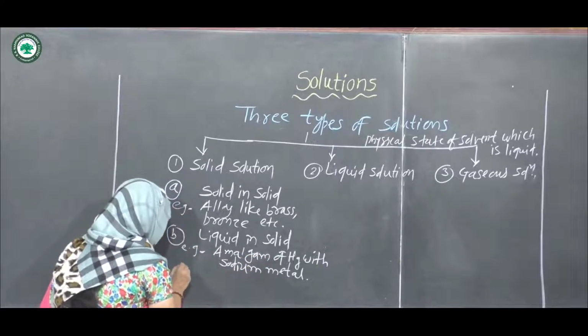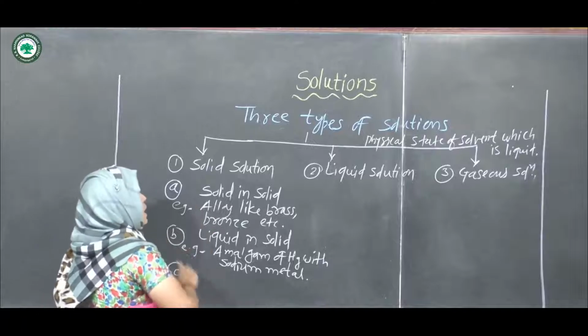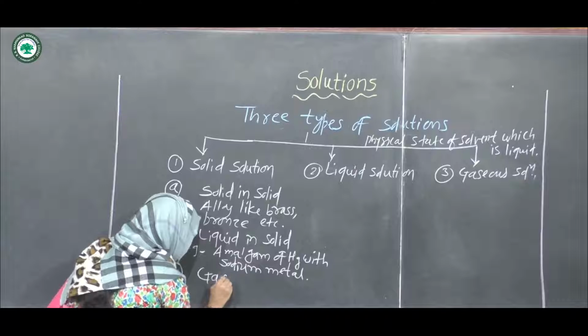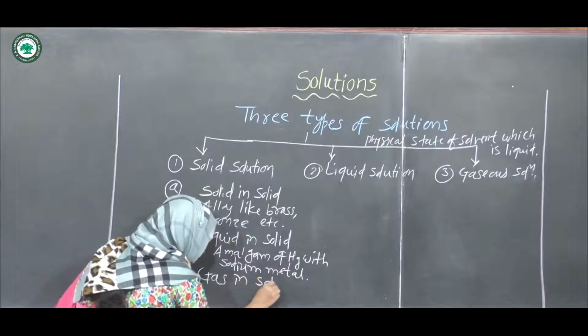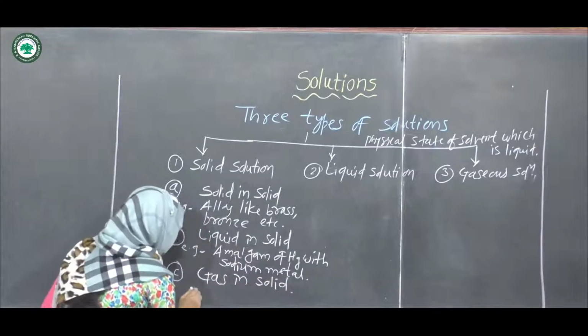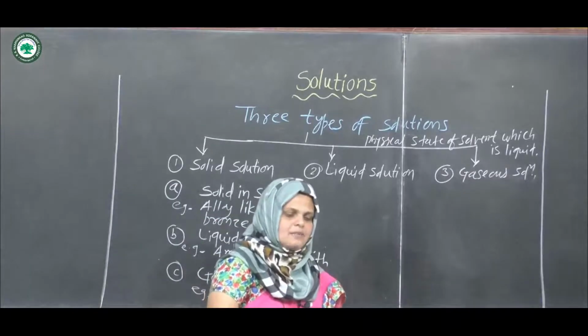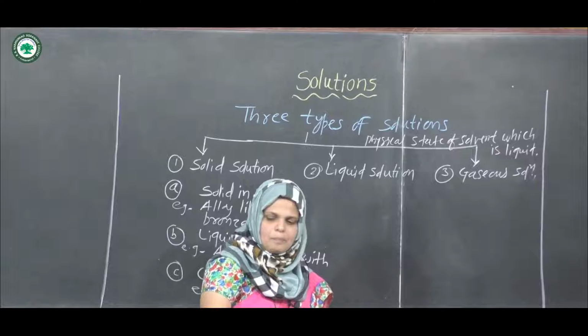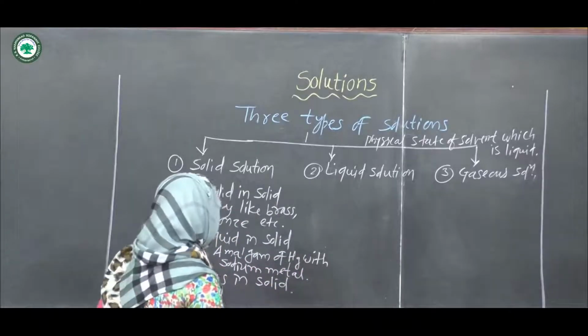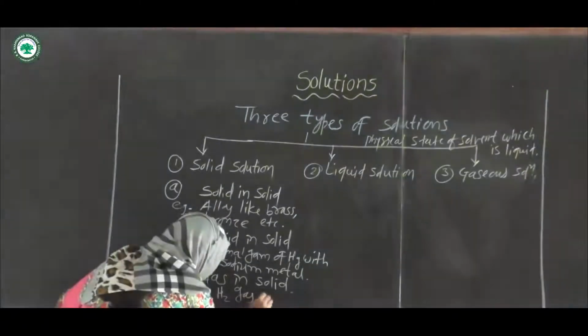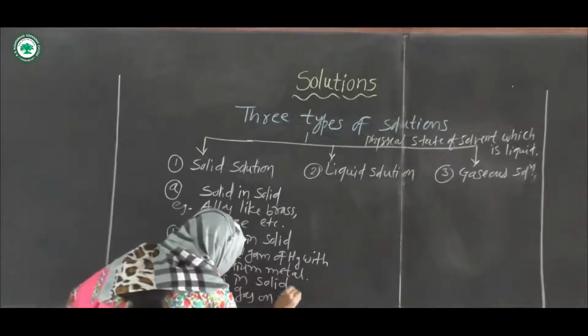Then the third type of solid solution is gas in solid. Its example is hydrogen gas which is deposited on platinum or palladium metal.